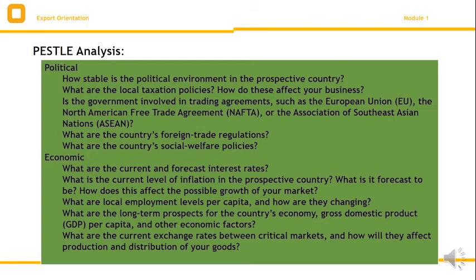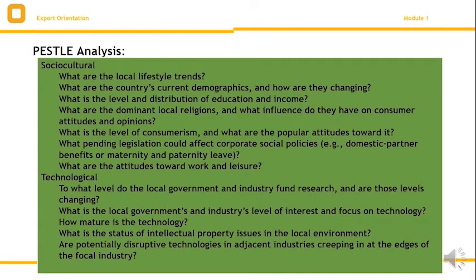The S of the PESTEL analysis stands for social or socio-cultural factors. So what are socio-cultural factors? These refer to lifestyle trends, they refer to demographics, they refer to level of education, they refer to income. These are all factors that are going to affect your target market. They are going to affect your customer. And you need to be able to understand all of these factors so that you create a product or a service that is going to fit the socio-cultural factors of your target market.